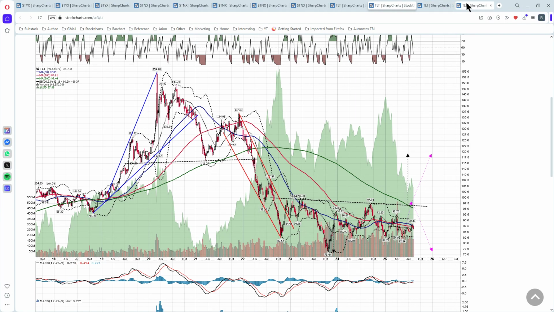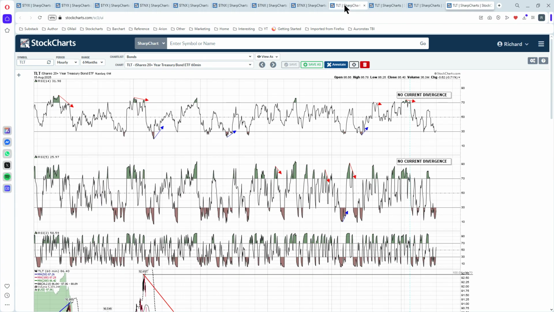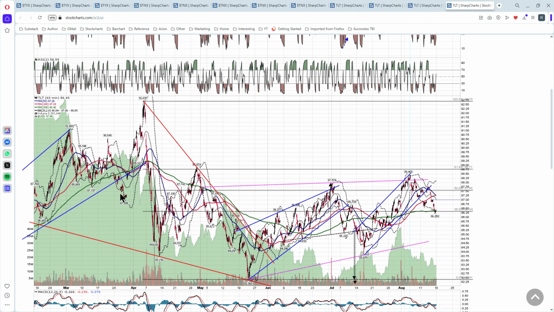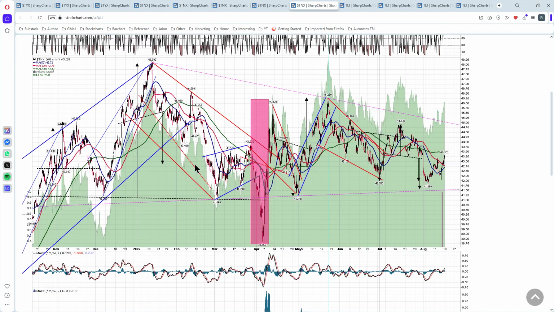All right, short term, I don't have anything in the short term. We've made all the short term signals. In terms of the patterns, it kind of looks like a bull flag on TLT. Looking at TNX, it's going sideways a lot.